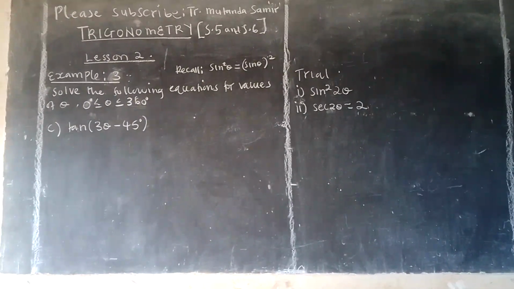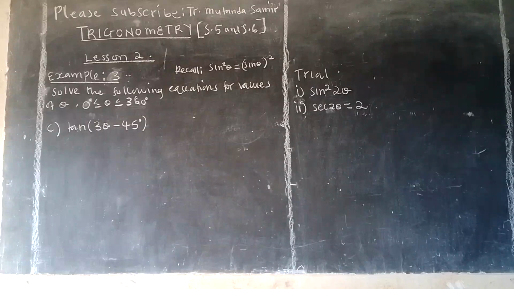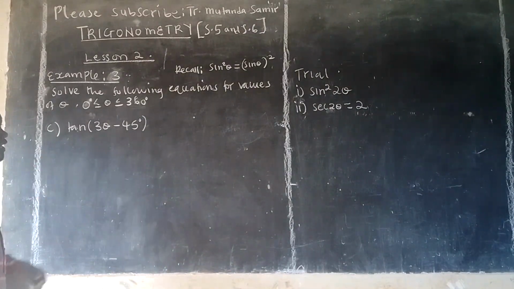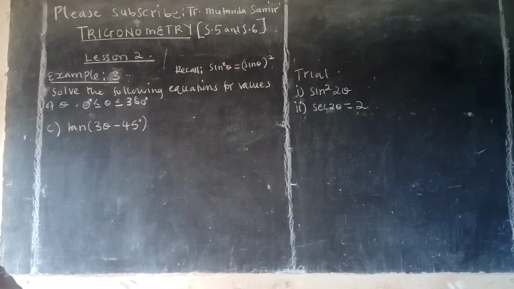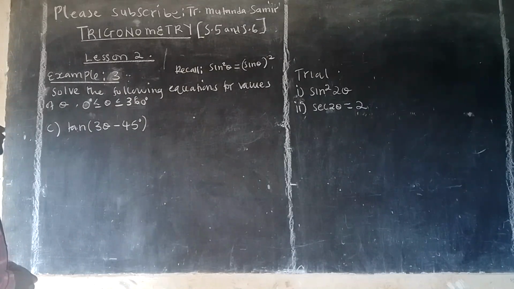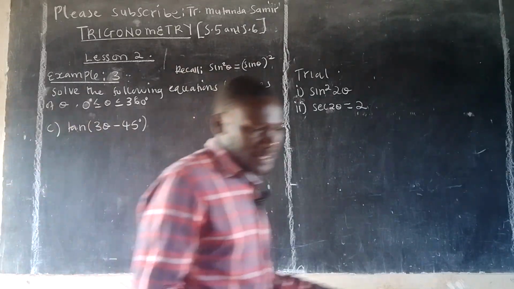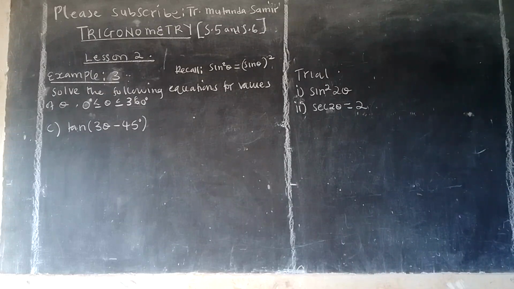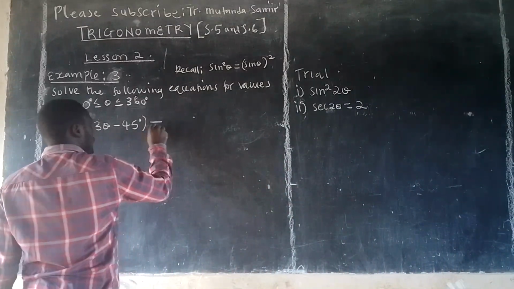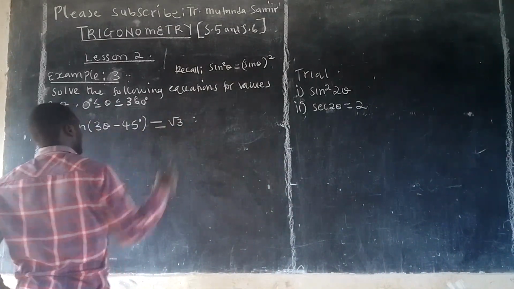All right, let's proceed. Let's have our last example on example 3. We have done part A, B, then we are looking at part C. Solve the following equations for values of theta. Okay, we have this. Let's complete this. It's meant to be equal to root 3.